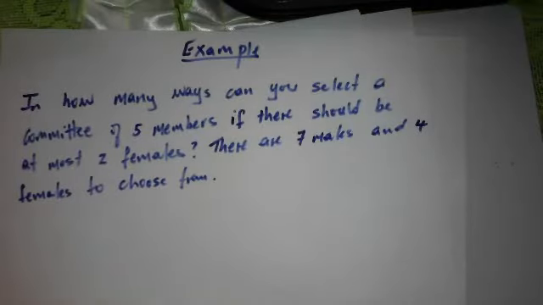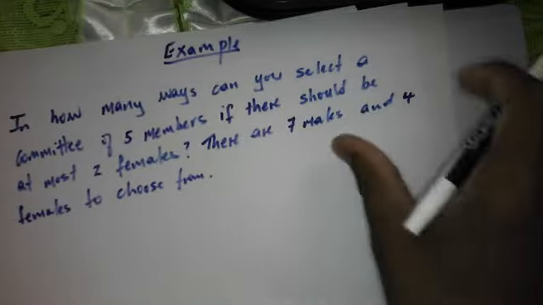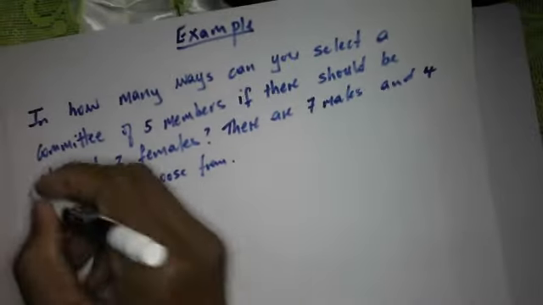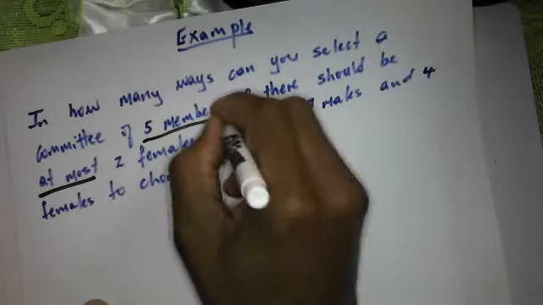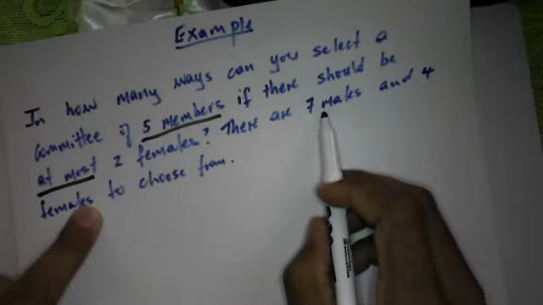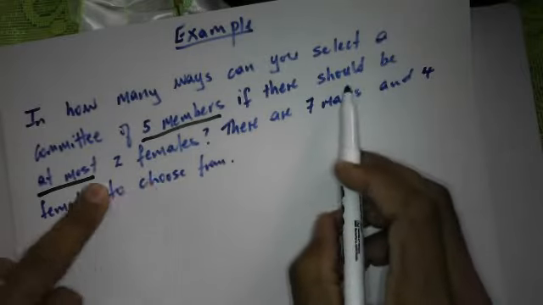So here it says, in how many ways can you select a committee of 5 members if there should be at most 2 females? There are 7 males and 4 females to choose from. At most means less than or equal to. So again, there are 5 members that should be on it. Okay, we have 7 males, and it said at most 2 females.